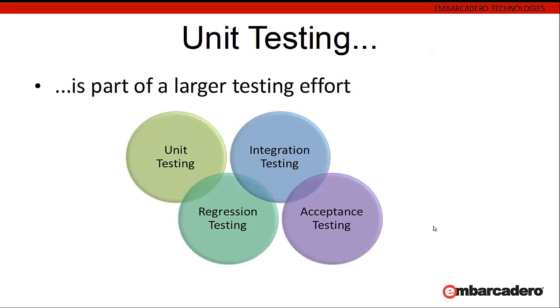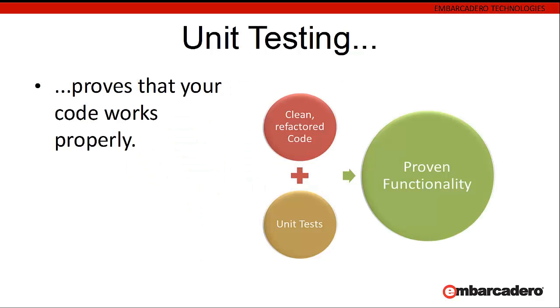Unit testing is also part of a larger testing effort. I want to make that clear. Unit testing is just one part of the different types of testing that you do, including integration testing, regression testing, acceptance testing, and all those other different kinds of testing. Unit testing is also something that proves that your code works properly. I mentioned earlier that unit testing tests your code and not your application. And so if you want to know that your code is working properly, you do unit testing.